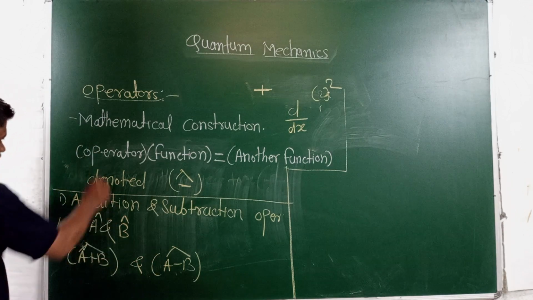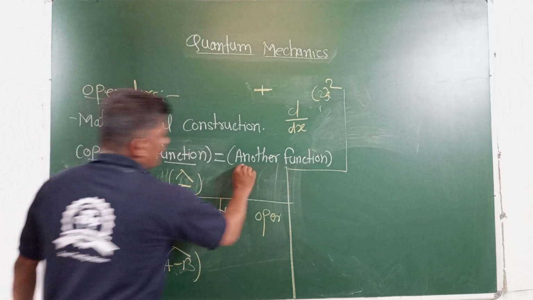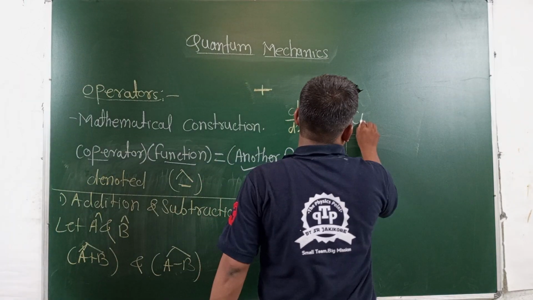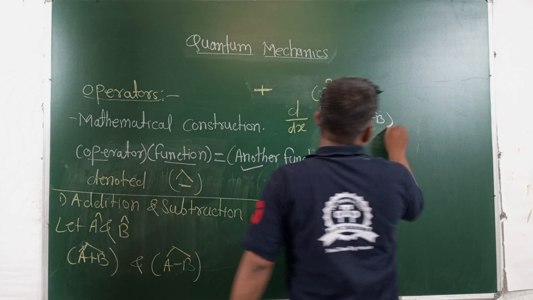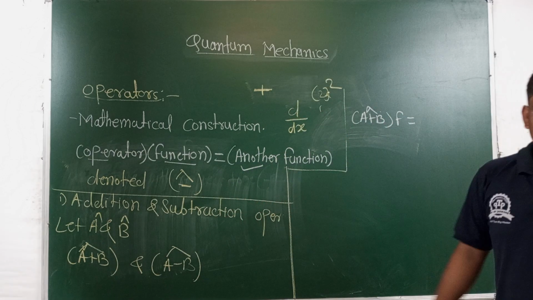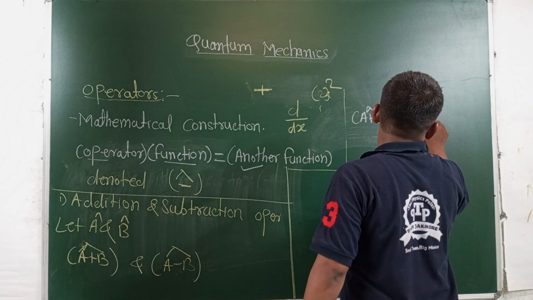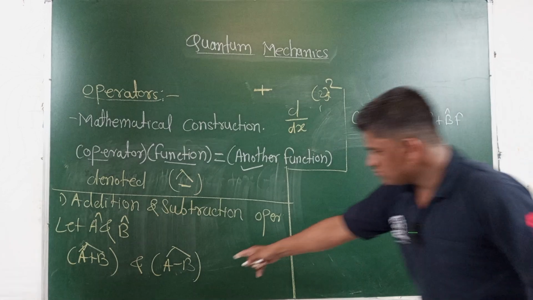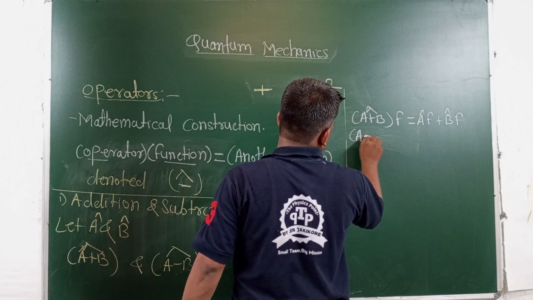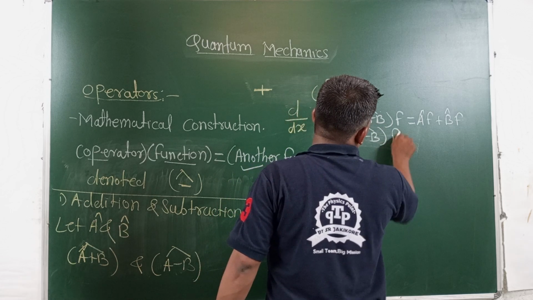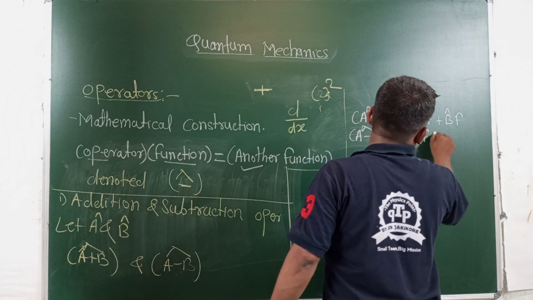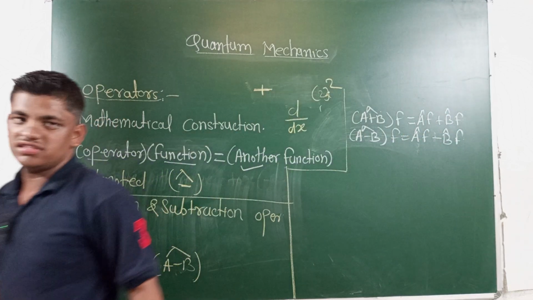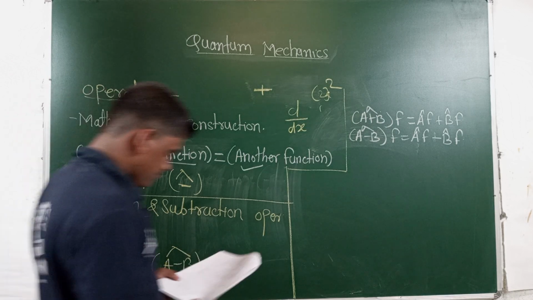Then with these operators we get one function and then another function. Putting it in the equation, that is one operator, a plus b cap into the function f. Then we get another function, that is a cap of f plus b cap of f. Again we use the second operator, subtraction: a minus b cap of f is equal to a cap of f minus b cap of f. The first property is finished here.